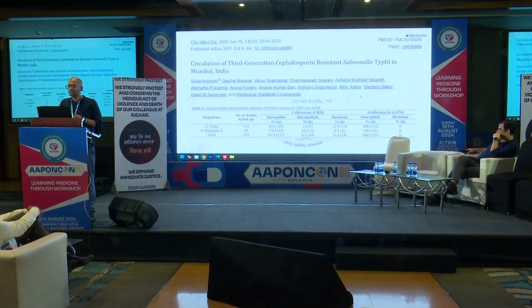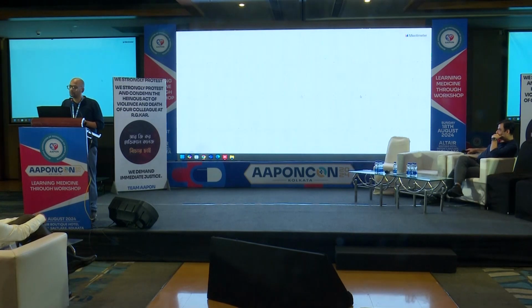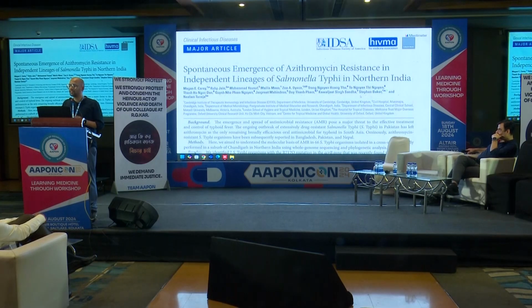There are reports of high resistance in Gujarat. There are reports of ceftriaxone resistance in Mumbai. Again, local epidemiology is something that is going to help. Azithromycin susceptibility is still better, but there are reports of emergence of resistance to azithromycin.